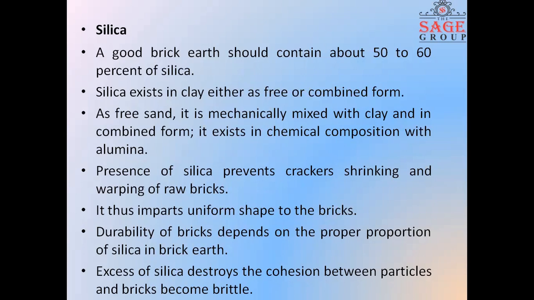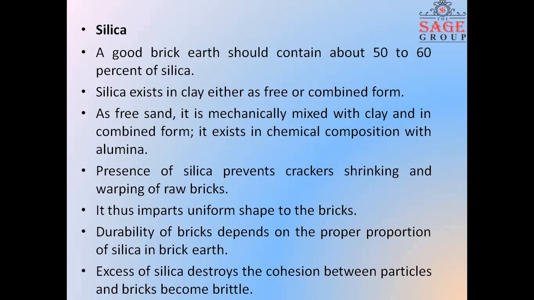Silica exists in the clay either in a free or a combined form. As free sand, it is mechanically mixed with the clay, and it combines with the alumina to form its existing chemical composition. The presence of silica in the brick prevents cracking, shrinking and warping of raw bricks. That means while the brick dries, it prevents minor cracks in the brick due to less moisture. It thus imparts a uniform shape to the brick, that means it provides the uniform shape during the drying process and after the burning.